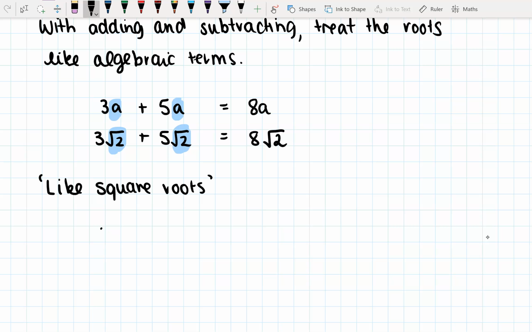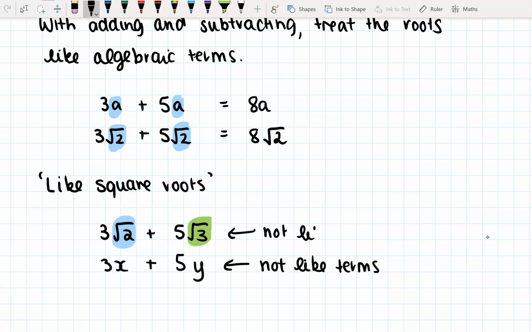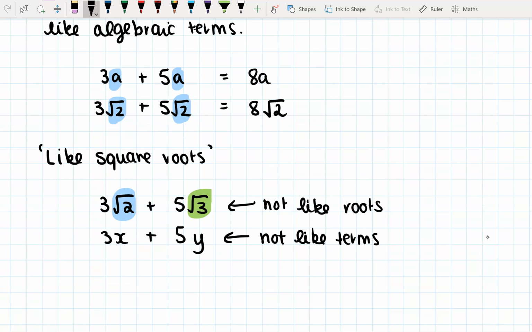So for example, if we have 3 root 2 plus 5 root 3, here we have our root 2 again, very nice, but over here we have a root 3. Now this is quite similar to doing 3x plus 5y. You guys know that these are not like terms, and that means we can't go any further with it. In that same way, these are not like roots, so we can't do anything else with them. We're going to leave it like that. Now the textbook says to write cannot be simplified. I prefer that you write not like roots, or that you just write the same thing over again.